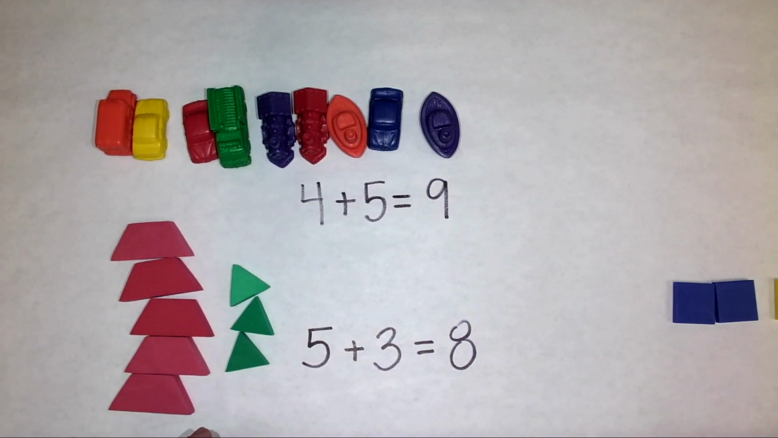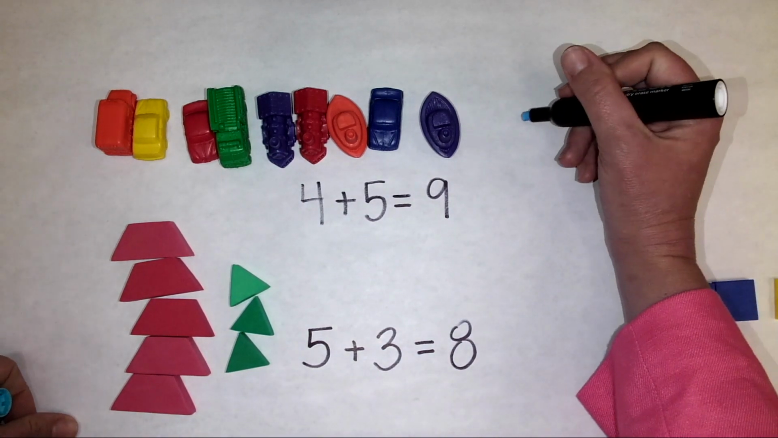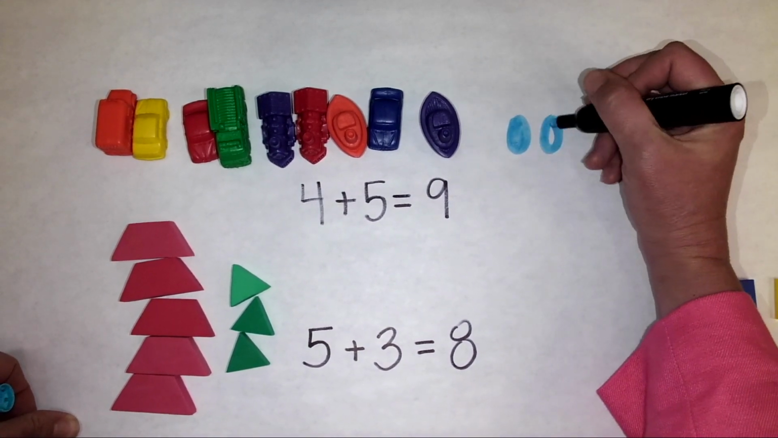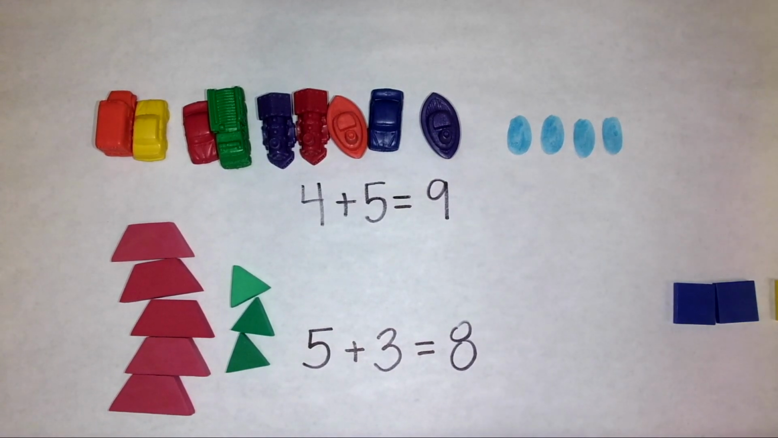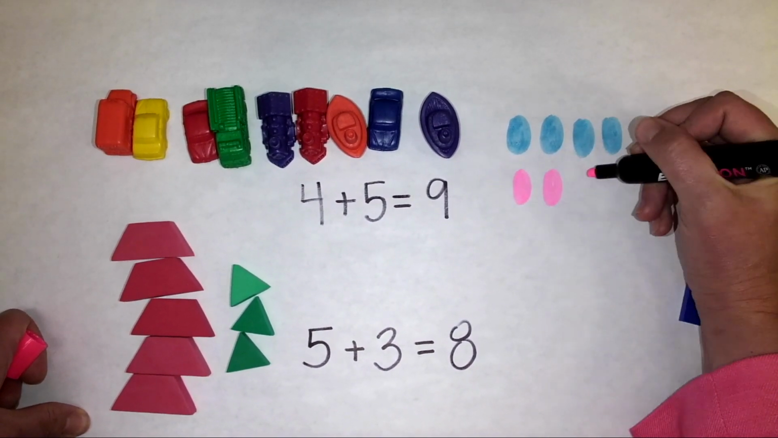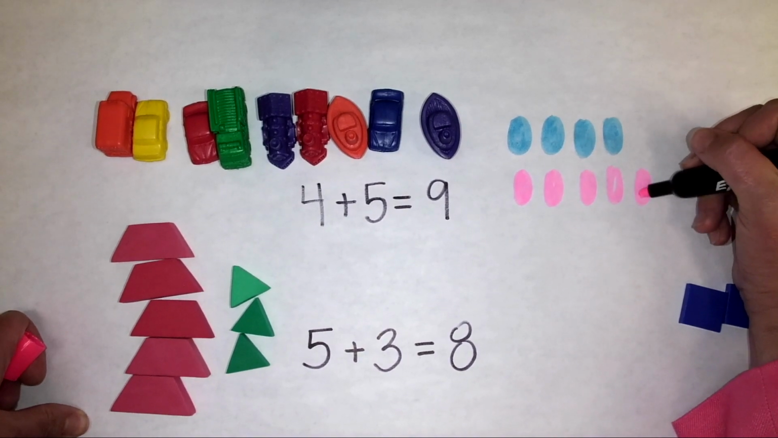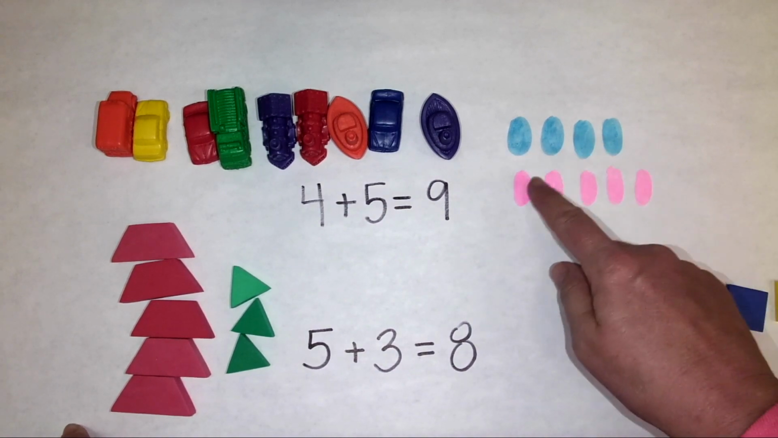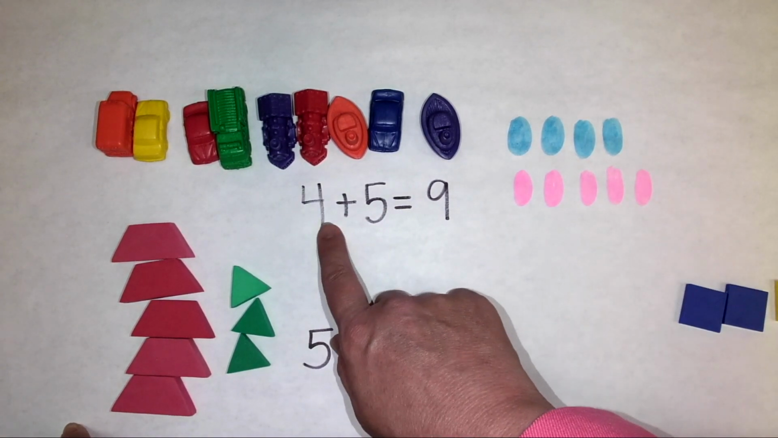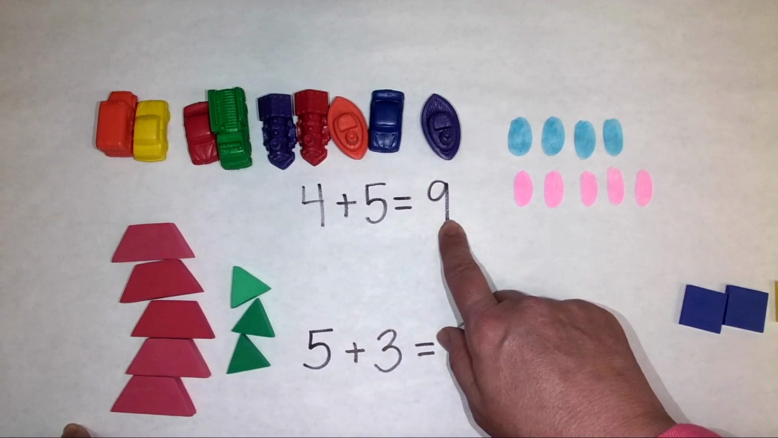Now earlier we talked about that pictorial or that representational. And so another thing that I could do is I could draw this same thing that I just did. So maybe I think, well, I have a set of 4. Maybe I just draw 4 blue circles just like that. And then I'm going to think about composing that with a set of 5. 1, 2, 3, 4, 5. I've got 5 pink circles. So now I could touch and count these. 1, 2, 3, 4, 5, 6, 7, 8, 9. 4 plus 5 equals 9.